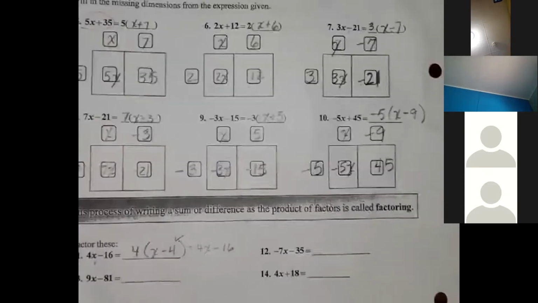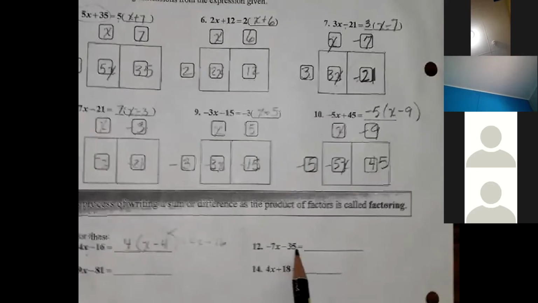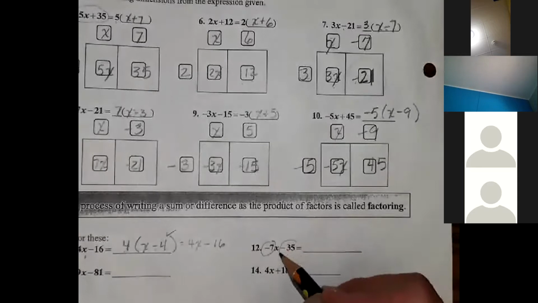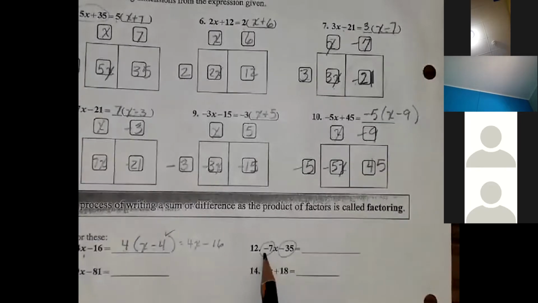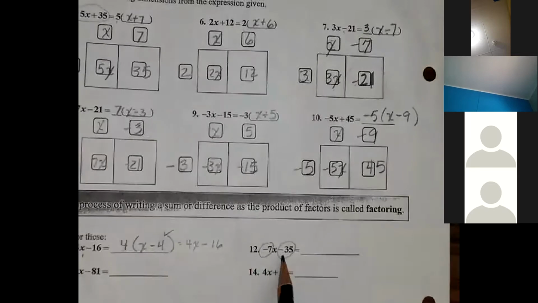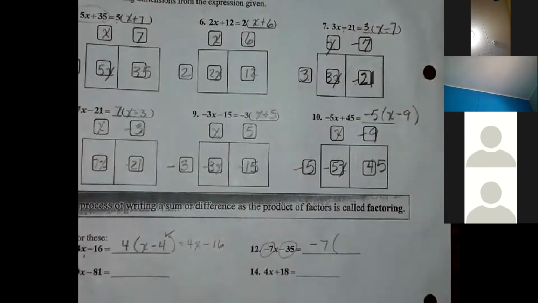When we're working these, Joe and all the students, I look at the number part of this and the number part of this along with its sign. And I'm thinking, can I think of some number that divides evenly into -7, and it also divides evenly into -35? -7 works. That's the number that I'm going to put on the outside.